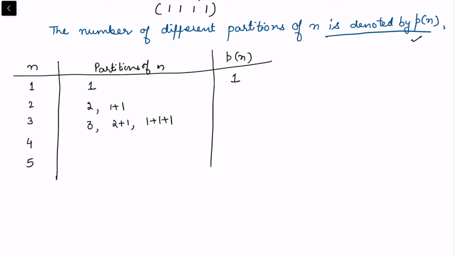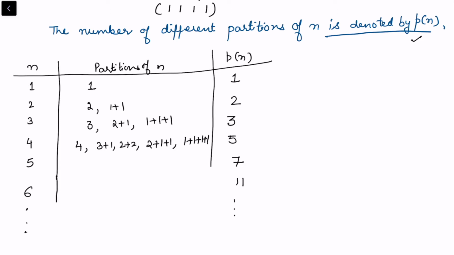In this case, n is equal to 1, there is 1 partition. When n is equal to 2, there are 2 partitions. When n is equal to 3, there are 3 partitions. For 4, we got 4, 3 plus 1, 2 plus 2, 2 plus 1 plus 1, and then 1 plus 1 plus 1 plus 1. So there are 5 partitions, and for 5 there are 7 partitions. For 6 there are 11 partitions, and we can continue this table.